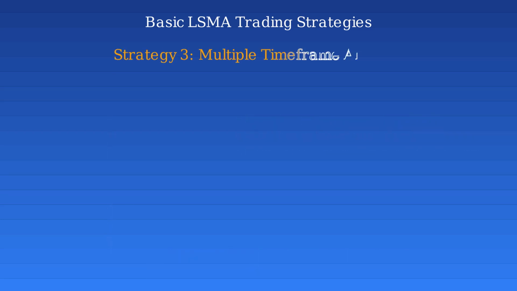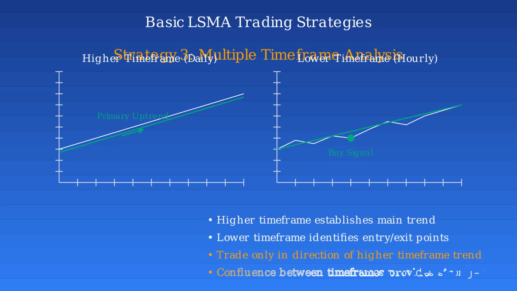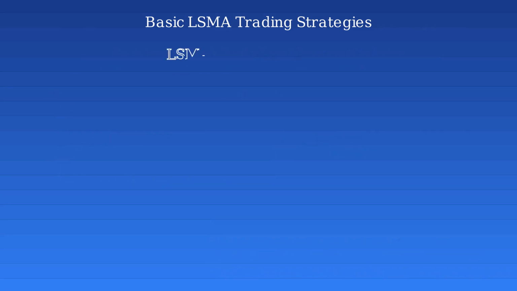The third strategy uses LSMA across multiple timeframes to confirm trading signals. Multiple timeframe analysis involves analyzing the same asset on different timeframes. The higher timeframe chart establishes the primary trend direction. The lower timeframe chart shows more detailed price action and helps time entries and exits. When both timeframes show an uptrend with LSMA, it provides a stronger confirmation for buy signals. The key is to trade in the direction of the higher timeframe trend, while using the lower timeframe to optimize entry and exit points. Let's summarize the 3 basic LSMA trading strategies we've covered.